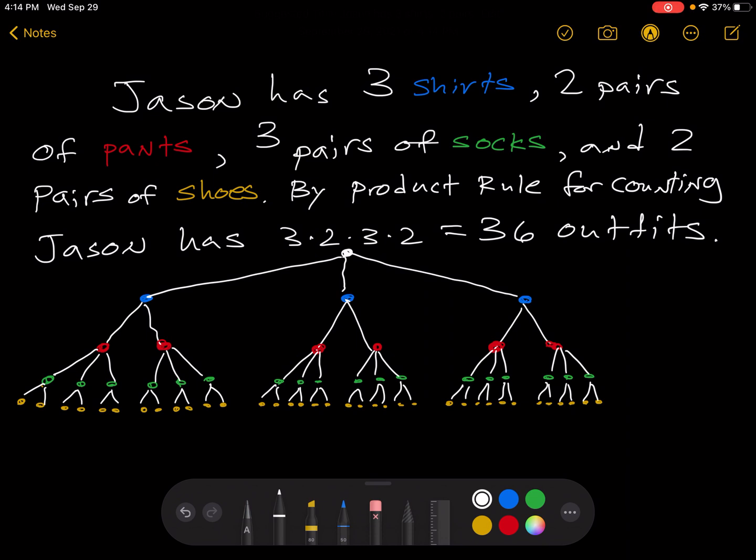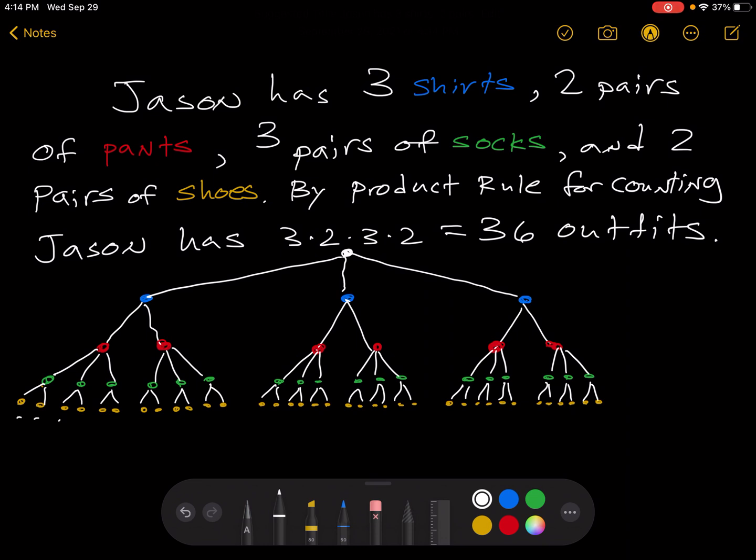And each of these yellow vertices at the bottom, these are vertices of degree 1. Each of these leaves corresponds to one of my possible outfits. And so how many leaves are there? Well, let's see.